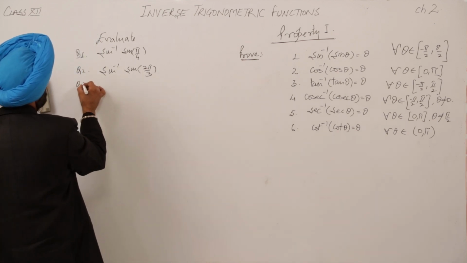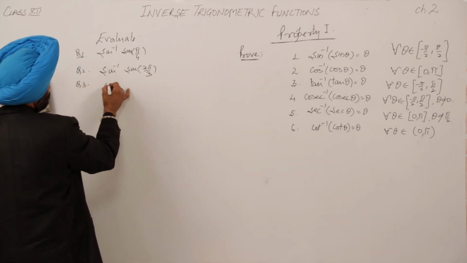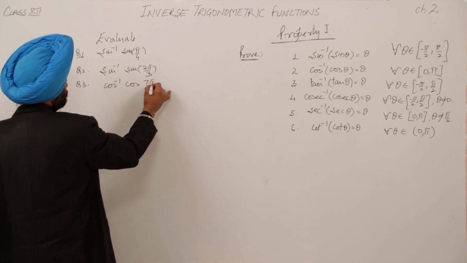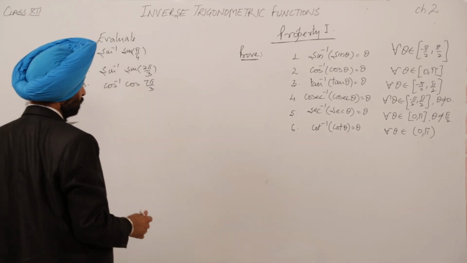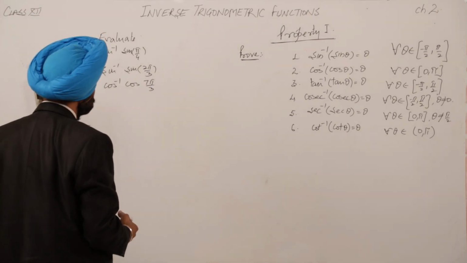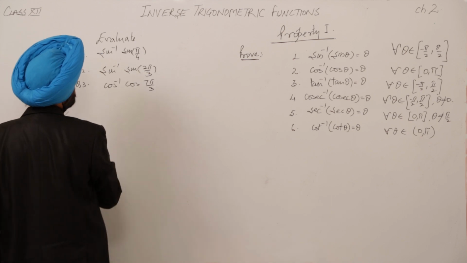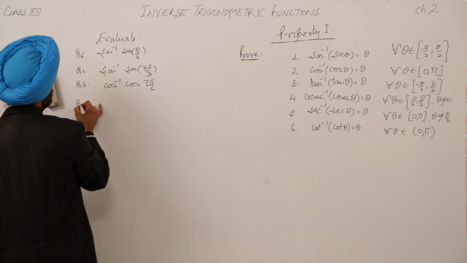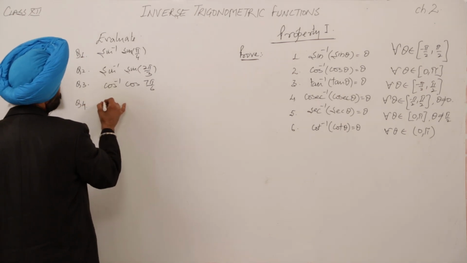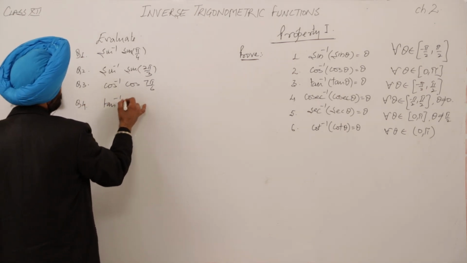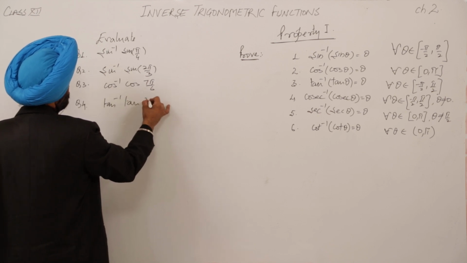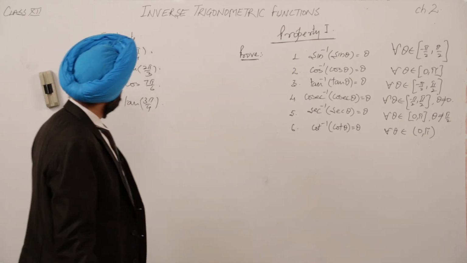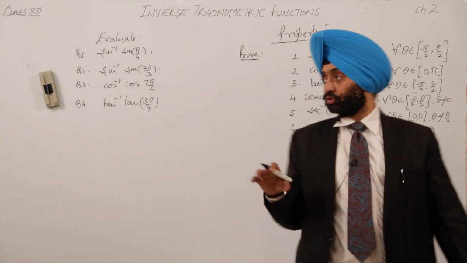Then question number 3, let it be cos inverse cos 7 pi by 3. Or 7 pi by 6, you can do anything. Okay, let's take a small angle. Question number 4, let it be tan inverse tan 3 pi by 4. Now suppose these are the 4 questions and I have to solve them.